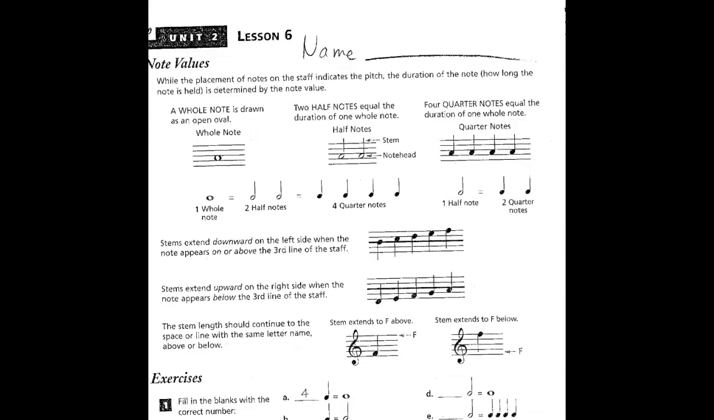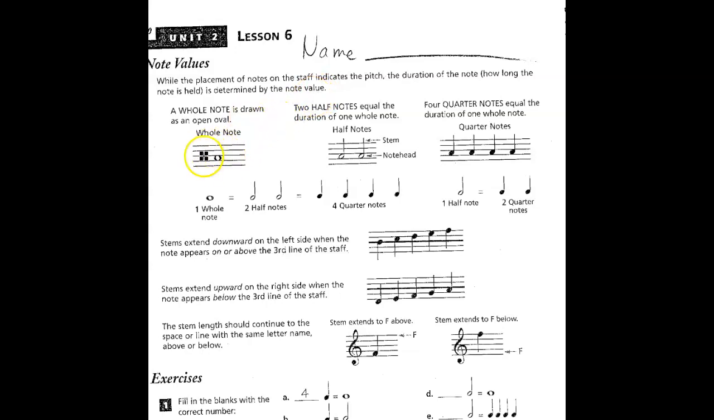Right, so this is Unit 2 and lesson number 6. So this is note values. The first thing we're going to do is read. While the placement of notes on the staff indicates the pitch, the duration of the note, which is how long the note is held, is determined by the note value.